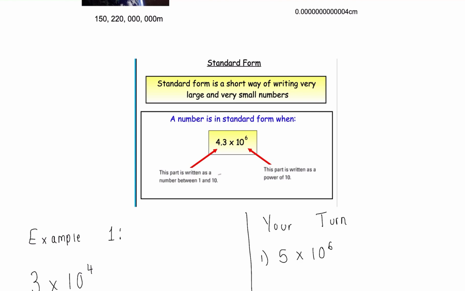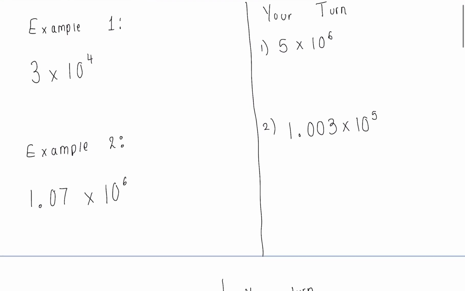So let's have a look at some examples of standard form and think about how we can write it as an ordinary number. This is an example of how we write really large numbers. If I have 3 times 10 to the power of 4, let's think about what that means. Times 10 to the power of 4 means that I'm timesing it by 10, 4 times. So let's think about what happens. If I times 3 by 10 once, then twice, then 3 times, then 4 times, that is my ordinary number. That's a normal number we're used to looking at, and it would be 30,000.